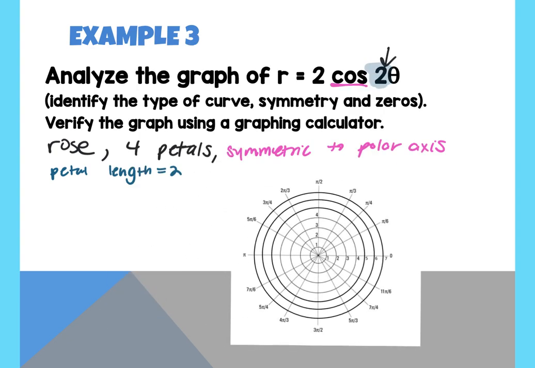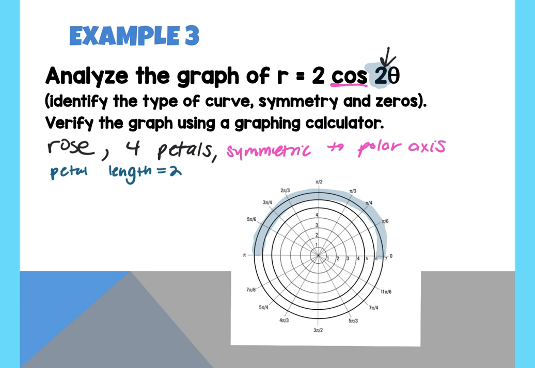So if it's symmetric to the polar axis, I want to plug in the first and second quadrant and then reflect it down. More importantly than that, I want to be able to find where these petals occur. So there are 2 ways to do this. One is to start with your quadrants, plug them in, and see if you get 4.